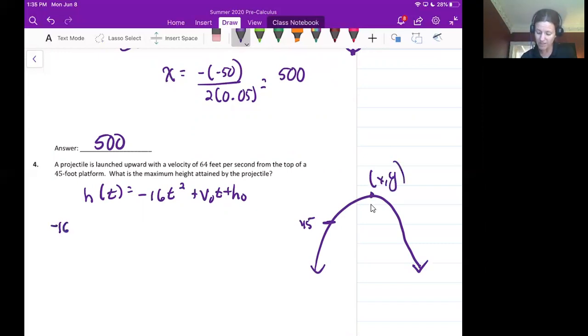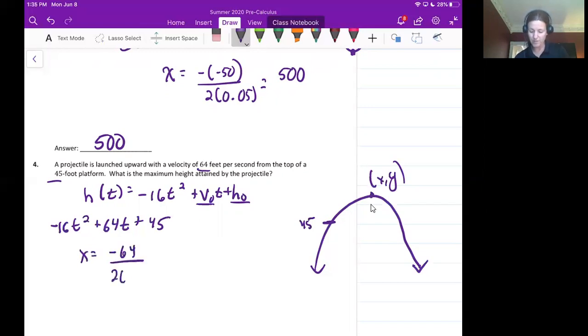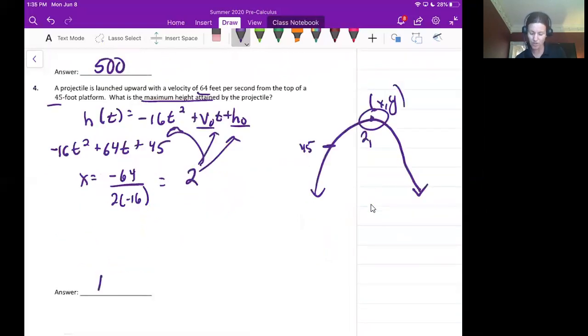Well, our equation is negative 16t squared plus v naught, they tell us is 64, and they tell us h naught is 45. Once I plug that in, I can find my x value for my vertex, which is negative 64 over 2 times negative 16. And so I get 2 for my x value, but I want to know the maximum height. So I'm going to plug 2 back into my equation here. And when I plug that back in, you should get 109 feet.